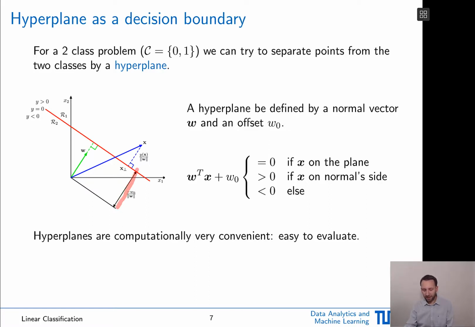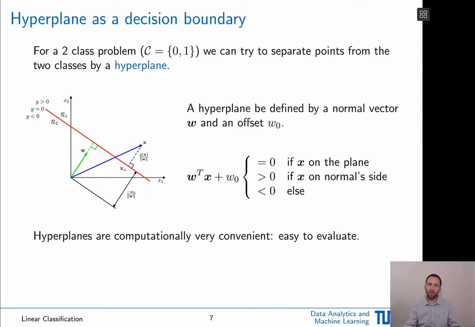Be careful, this W0 is not actually measuring this distance, but the distance here is W0 divided by the norm of W itself. Okay, so it's a different scale. Essentially, this is measured in step sizes of the length of W, right? So if you want to look at this from an original point of view, this length is W0 normalized by the norm of the normal vector. Okay, just as a tiny detail.